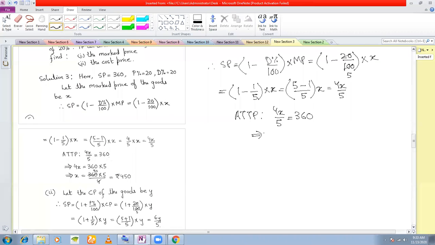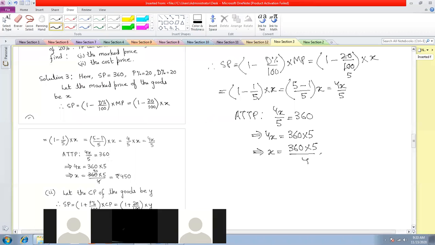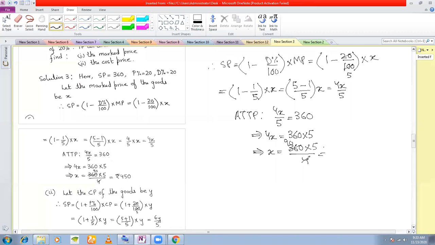So you can calculate X from here. 4X is equal to 360 into 5. That means X is 360 into 5 divided by 4. So this is 450. So your mark price is 450. Okay, so whenever you know the mark price, calculating the selling price from the mark price is very easy. But whenever you don't know the mark price, you assume it to be X, and then you've got to do 1 or 2 more steps.